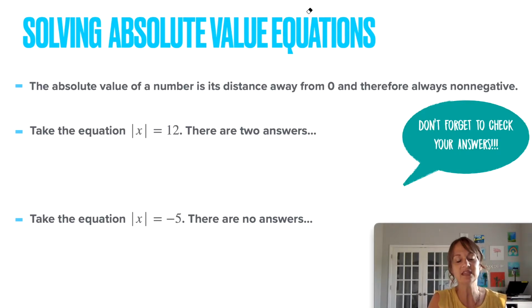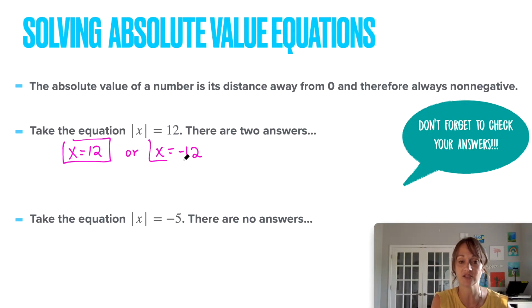Also, if you take the equation the absolute value of x equals 12, there are always going to be two answers for this. If you think about absolute value again as the distance away from zero, we know that x could equal 12, or x could equal negative 12. The reason is that if you plug negative 12 back into the equation, the absolute value of negative 12 does give you 12, and therefore you will have two different answers.